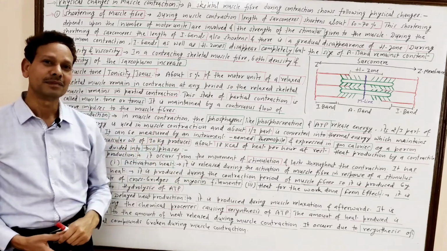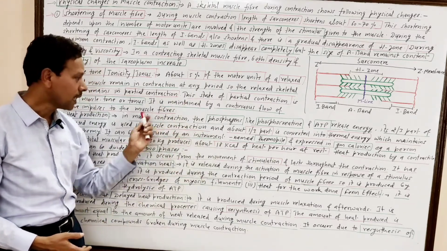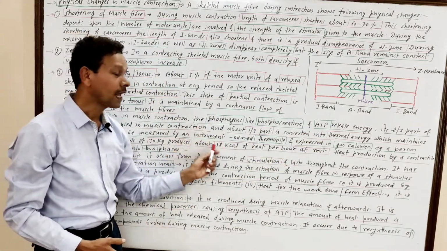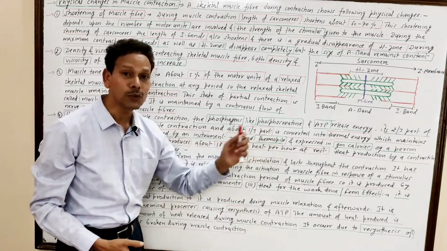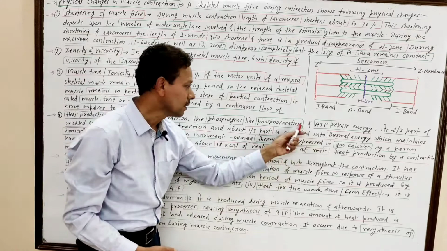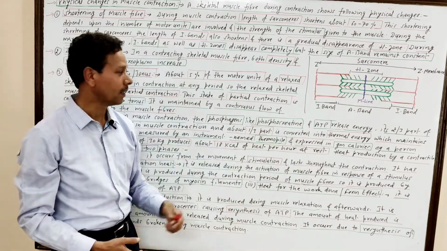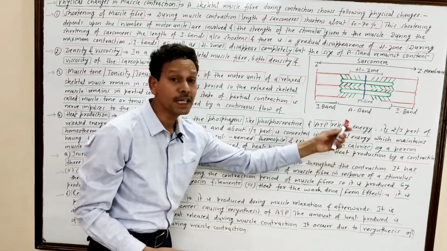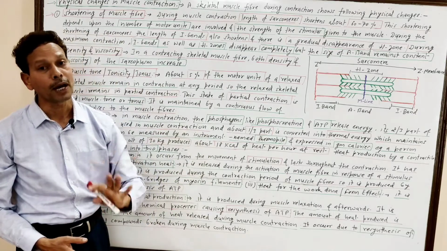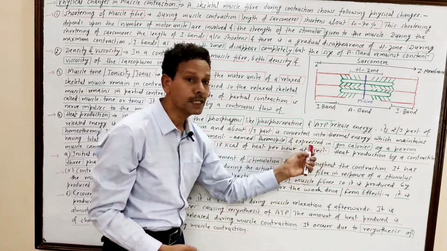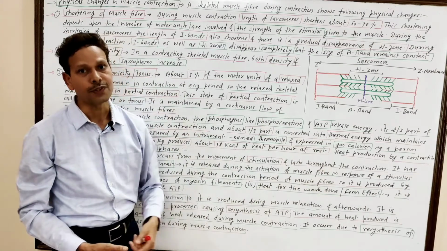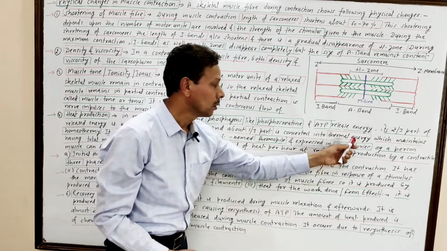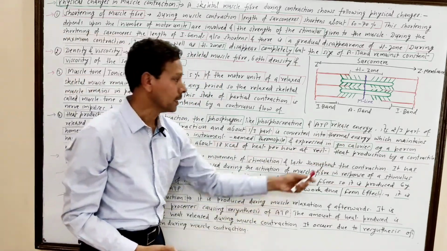This heat production, this thermal energy, can be measured, and the instrument used for its measurement is the thermopile. This thermal energy, which is released at the time of muscle contraction, can be expressed in gram or kilo calories.